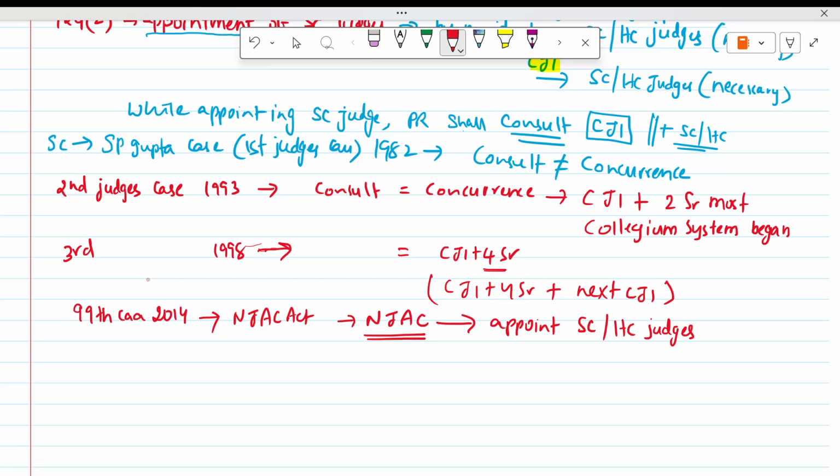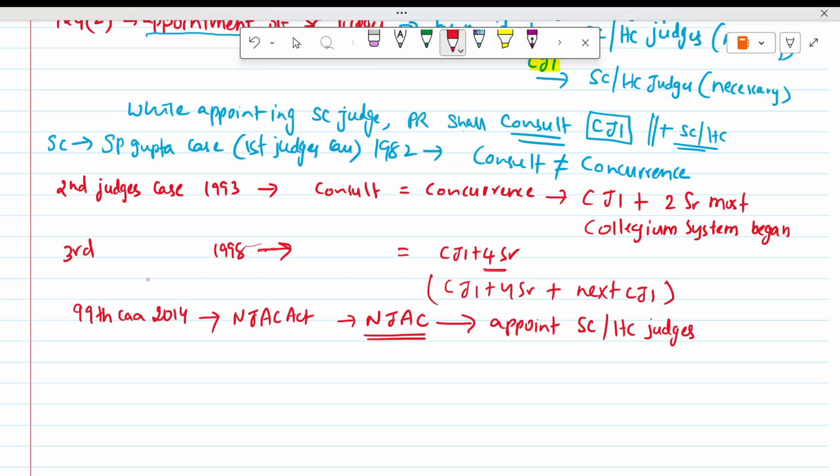But what happened here? In the National Judicial Appointments Commission, members from the government side will also be there, from the ministry, meaning the Union Law Minister. Plus, at the same time, the Chief Justice and two senior-most judges will also be there. So the NJAC will be appointing.